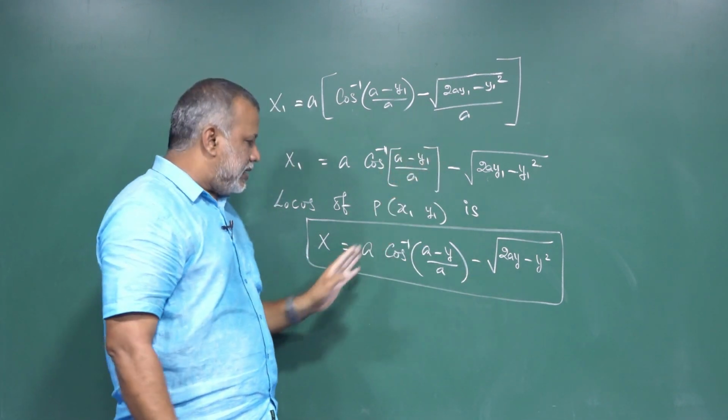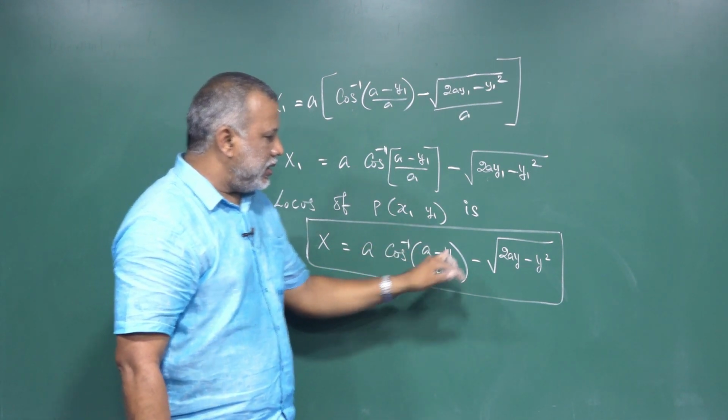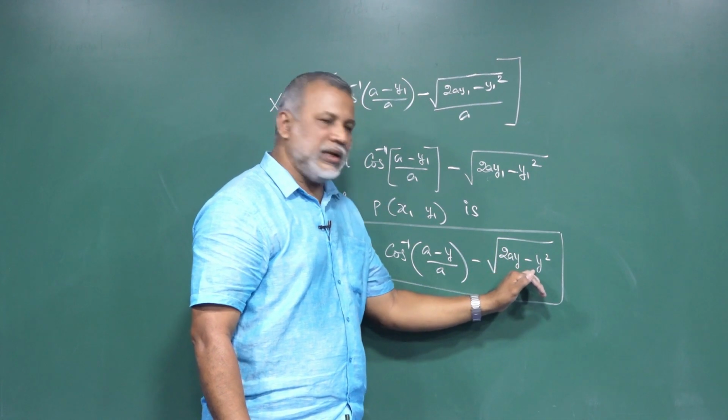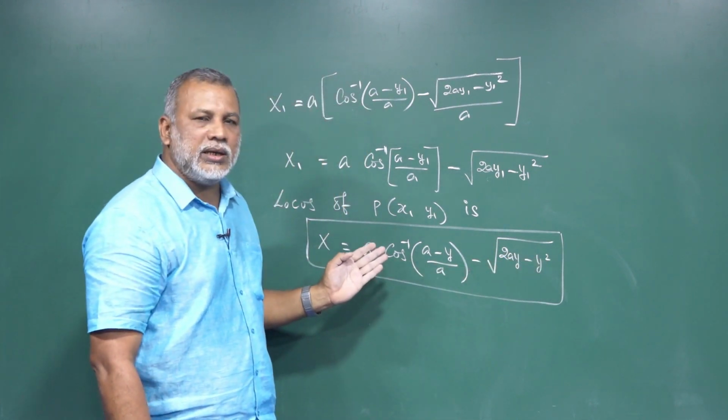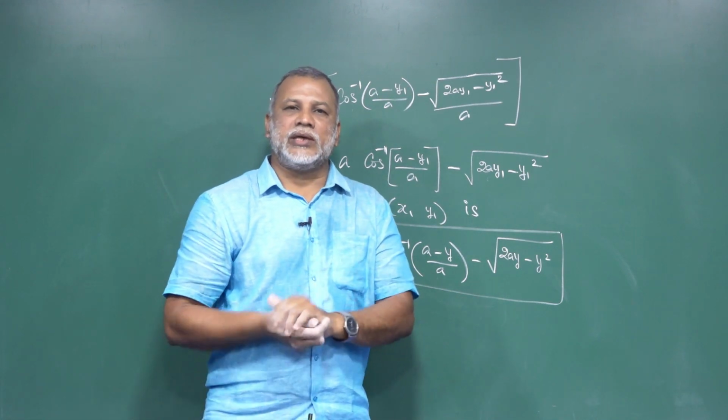Here theta is the parameter. See this: a cos inverse of (a minus y) divided by a, minus the square root of 2ay minus y squared. There is no parameter. Therefore, this equation is the locus of the point P(x1, y1).